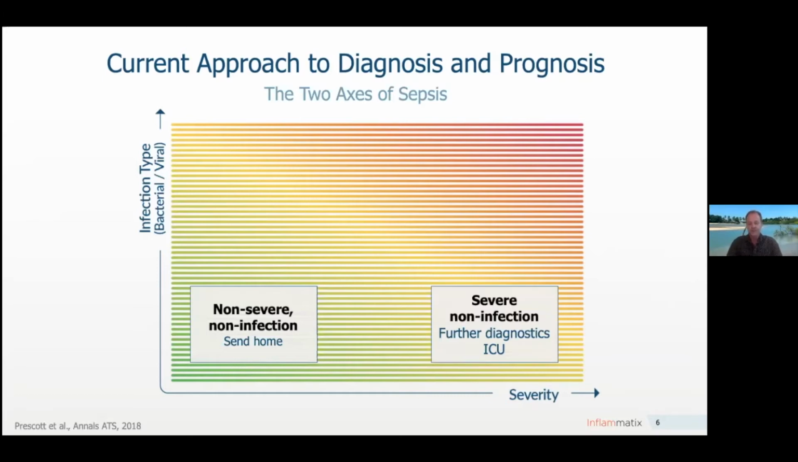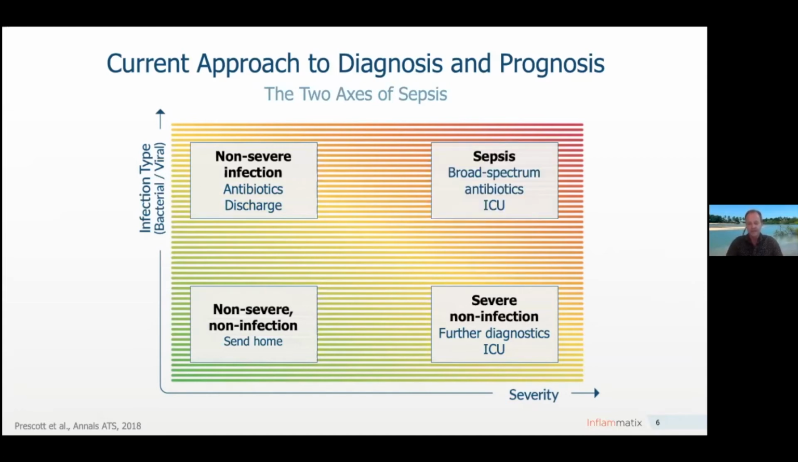A patient that is severely diseased but not infected obviously requires further diagnostics and may have to go to the ICU. In the top left corner, we have subjects that are non-severe, but are infected. These patients obviously require antibiotics and are discharged home. And then lastly, and most severely, the patients with full-blown sepsis require broad-spectrum antibiotics and have to go to the ICU. So what do we do today to try to approximate this allocation of patients into these four quadrants?